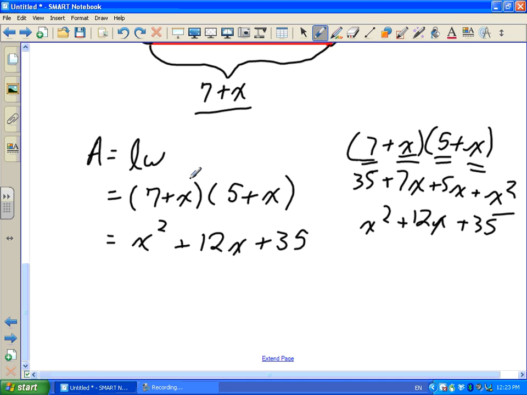So now that I've done this, I need to figure out what my x's are going to be. How do I solve for x? Anyone know?